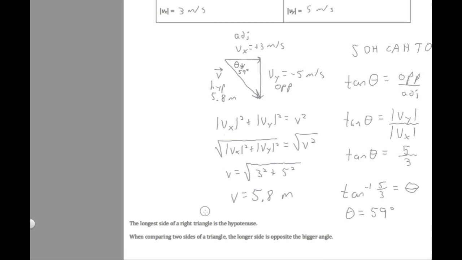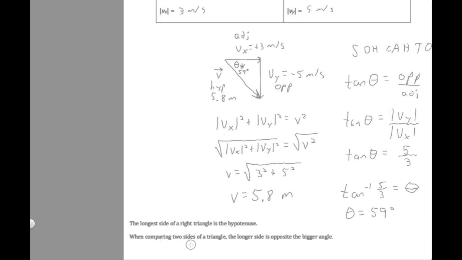The longest side of the right triangle should be the hypotenuse. Well, that does match our results. This value is bigger than either of the two legs. If this value had come out to be shorter than either of the legs, we would have known we made a mistake. So that checks out.